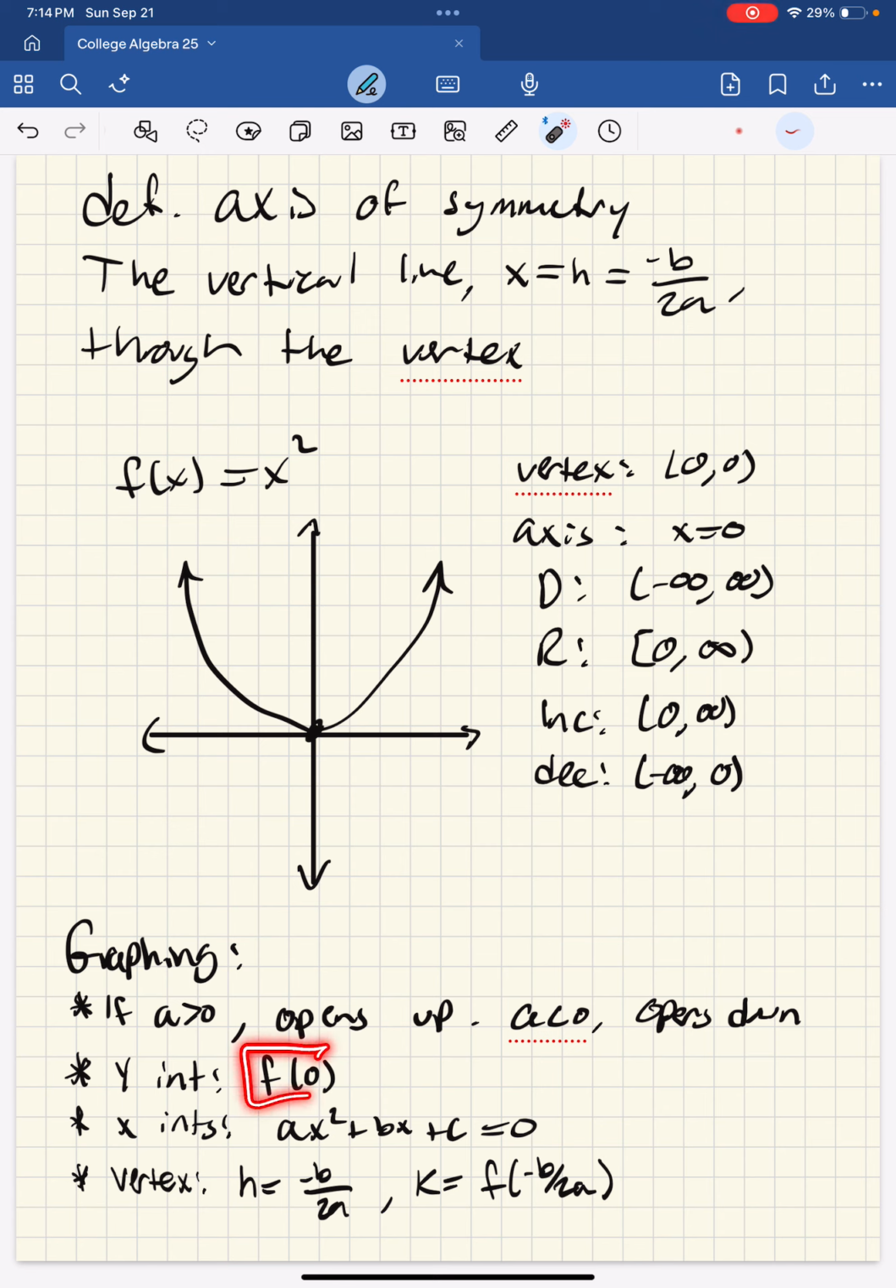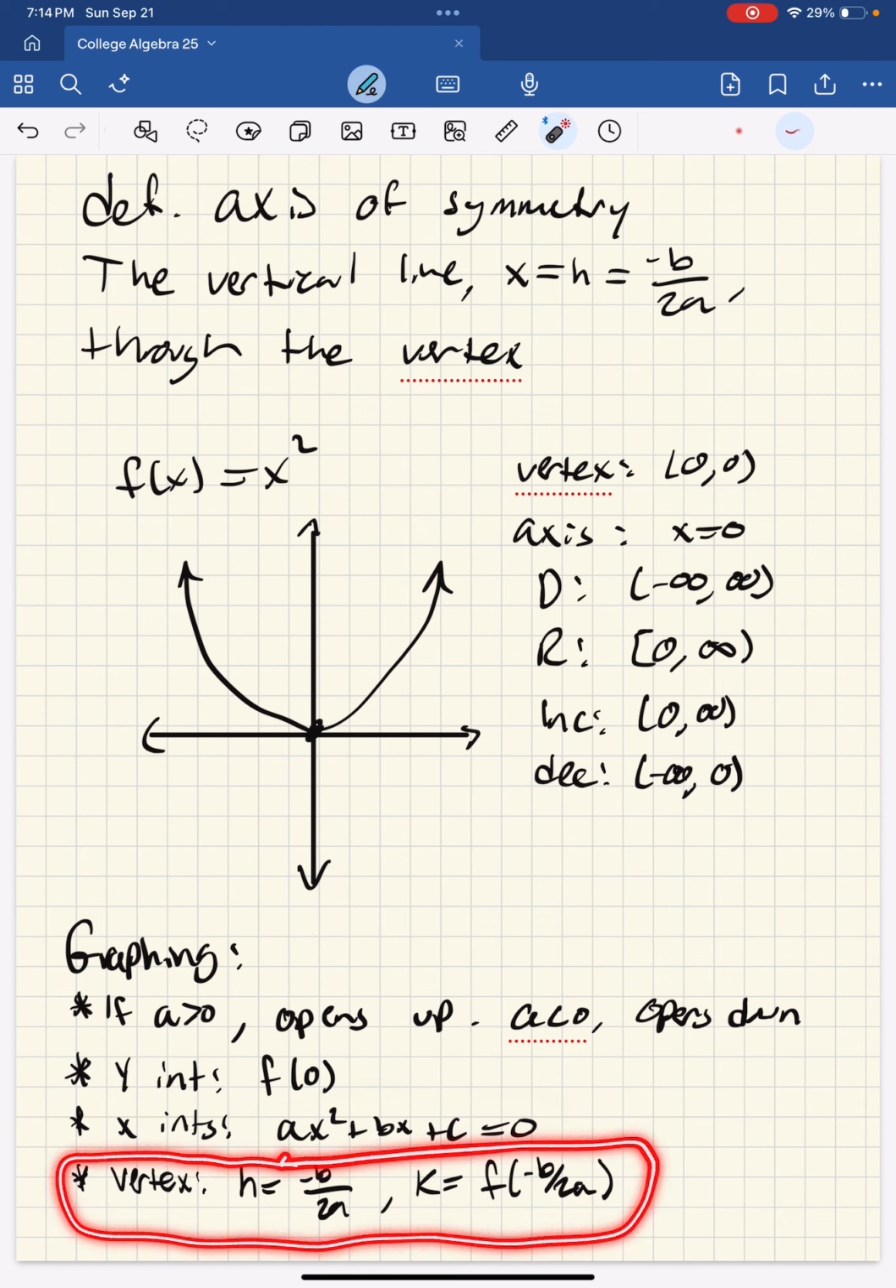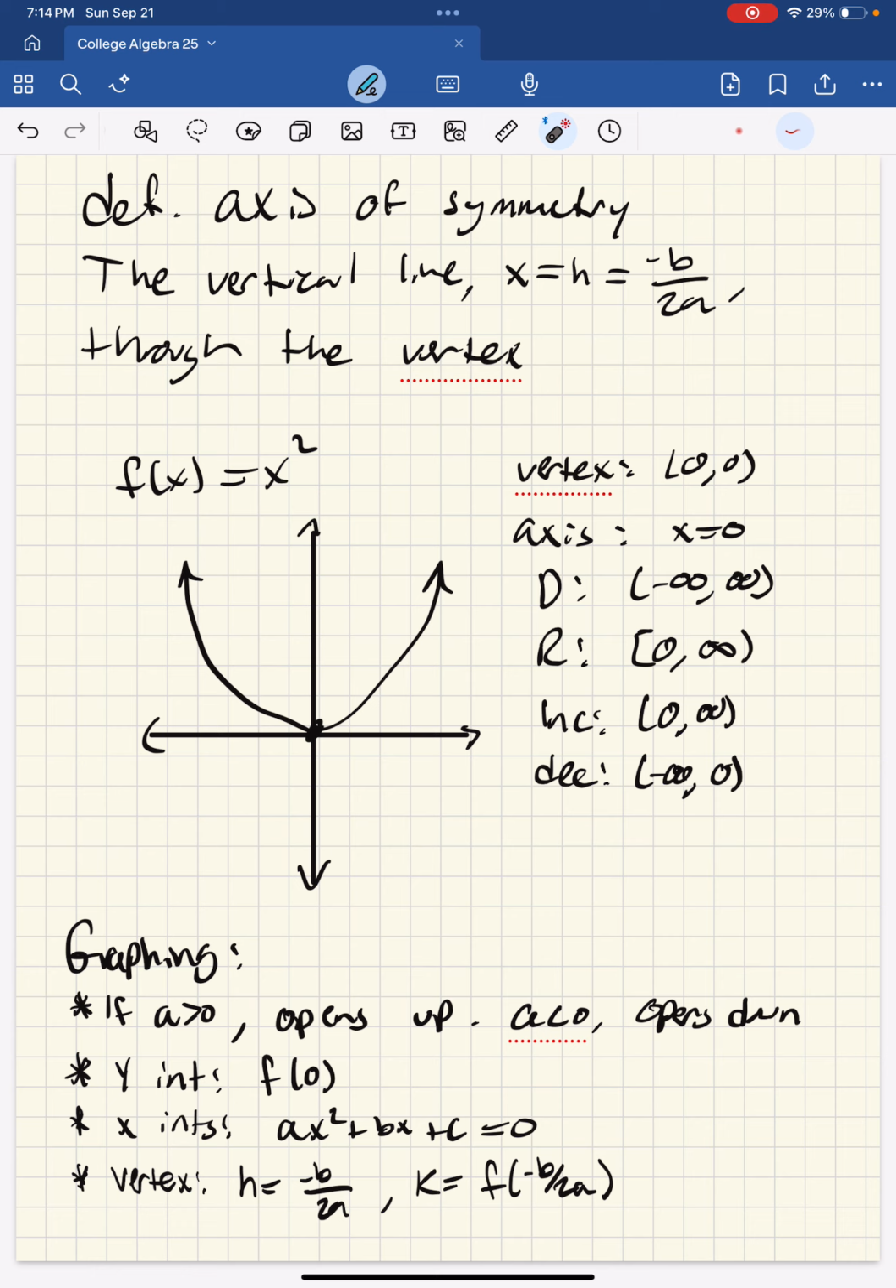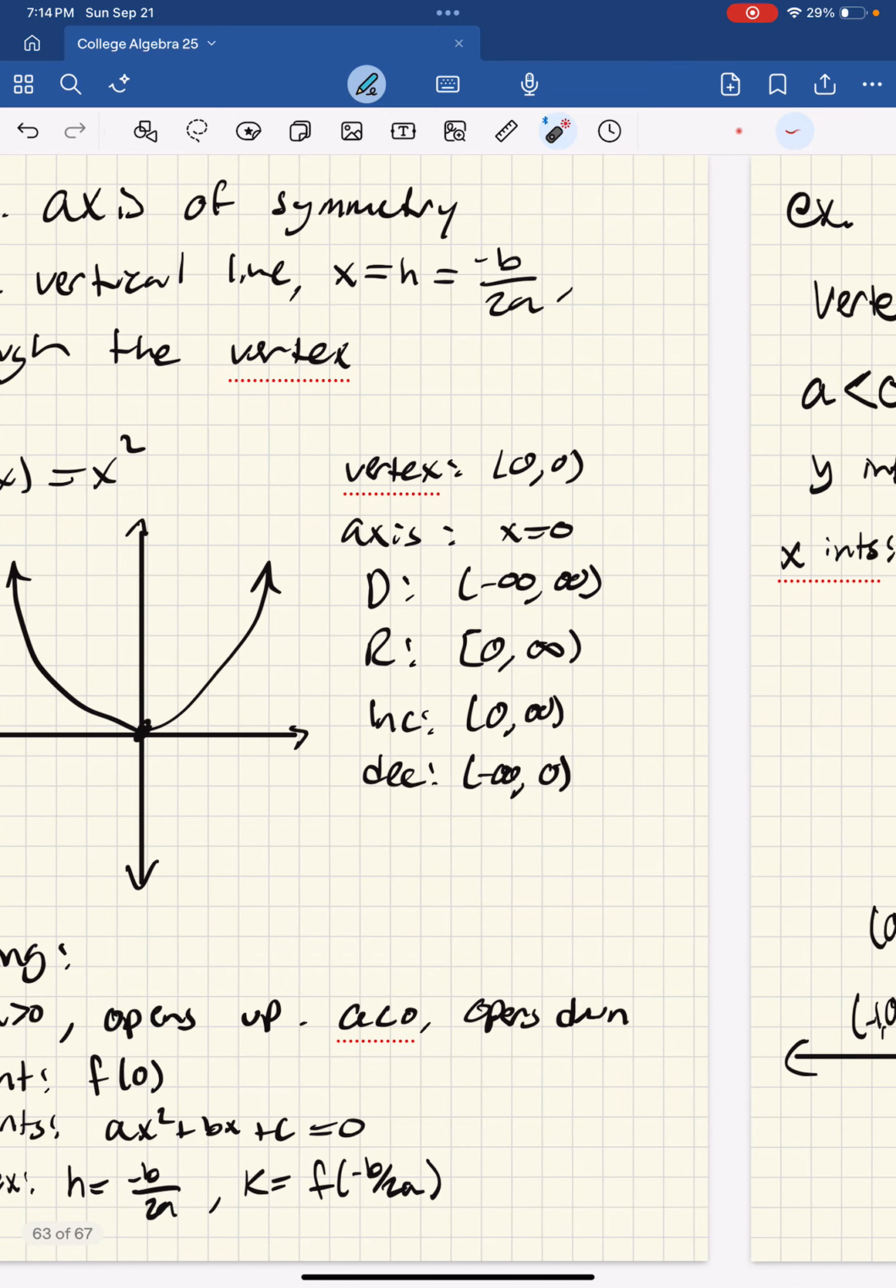The y-intercept for any function is f of 0, and for the x-intercepts of any function, set the function equal to 0 and solve for x. With a quadratic function, that would obviously lead to a quadratic equation. And then also we need the vertex when we are graphing, and we can calculate that with negative b over 2a.